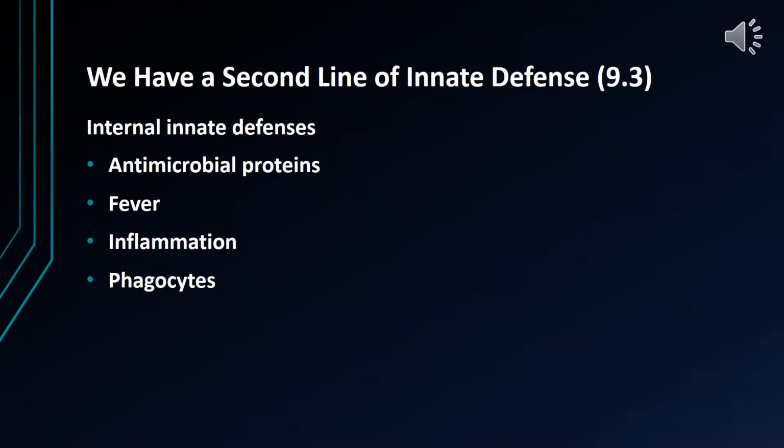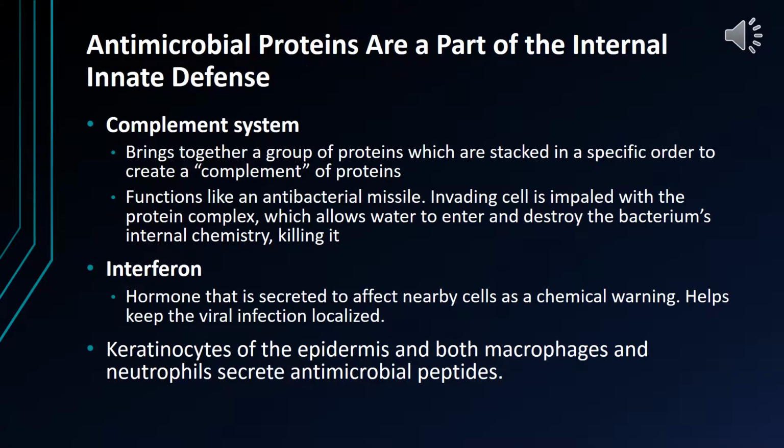Section 9.3, we have a second line of innate defenses. So in this section we're going to talk about the internal innate defenses, which include antimicrobial proteins, fever, inflammation, and phagocytes, or phagocytes, you can say it either way. The antimicrobial proteins produced by the body are part of the internal innate defenses.